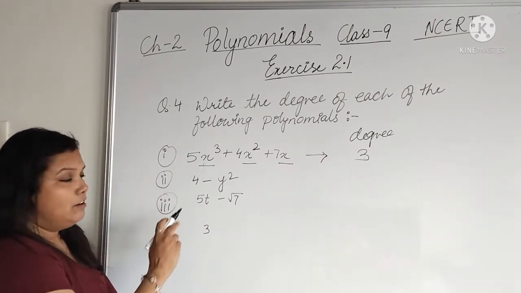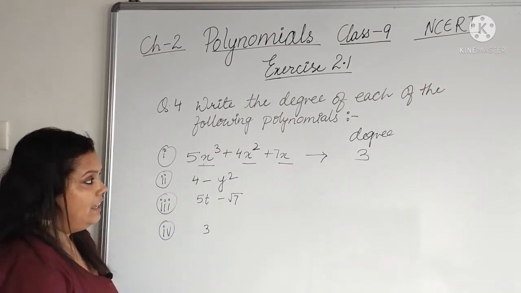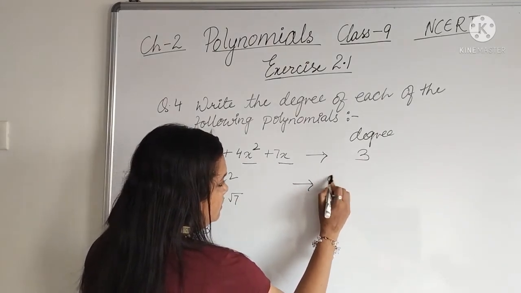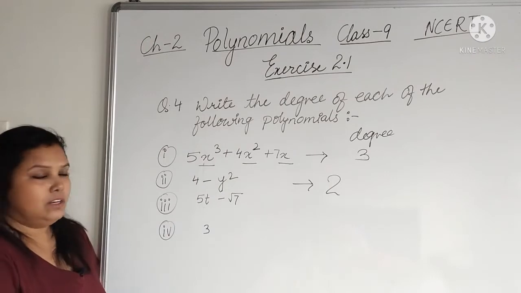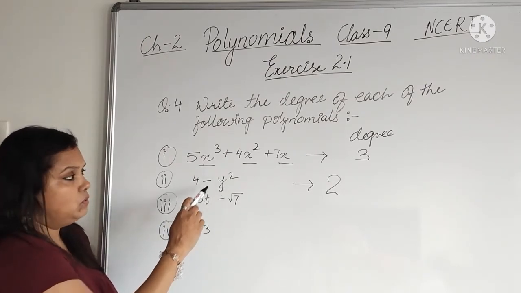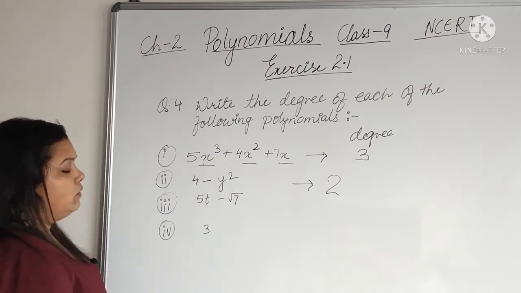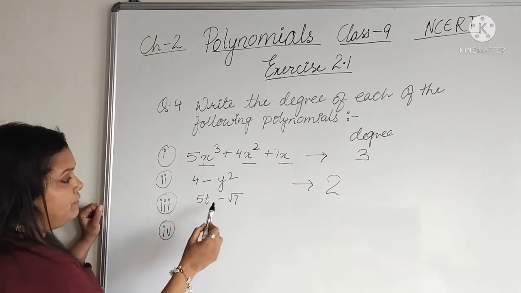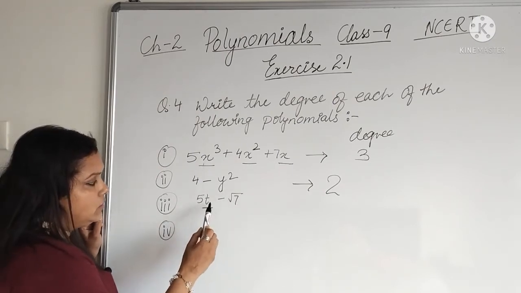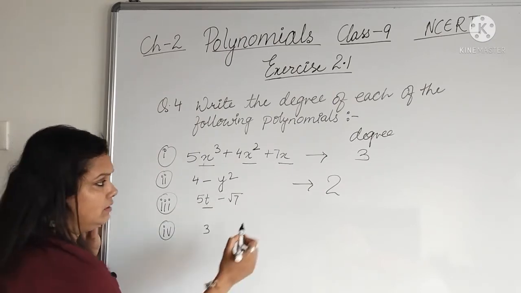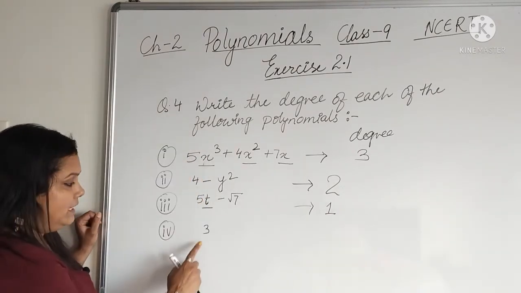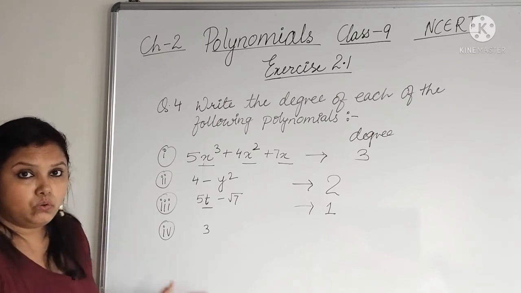Question number 2, 4 minus y square. Here the degree will be 2. Why? Because the power of the variable is 2. There is no other variable over here. Okay, now the next one, 5t minus under root 7. So this t has got what power? 1. So the degree will be 1. Now the last one is 3. So there is no variable.